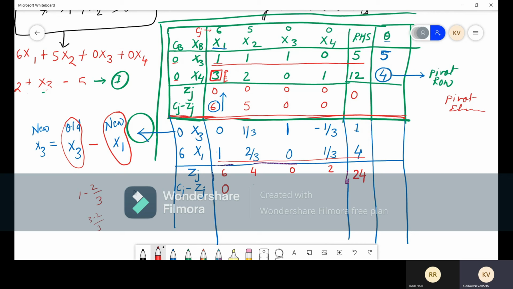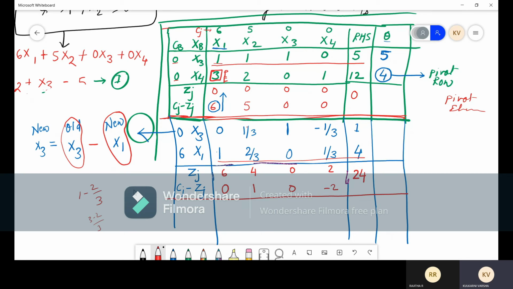5 minus 4, 1. 0 minus 0, 0. 0 minus 2, minus 2. Okay, so this iteration is over. But what we need to see, we have to again check with the Cj minus Zj value, whether we have any positive values. This is 0, this is 0, this is minus. But we have 1, 1 is the positive value. So we still have this algorithm to continue.